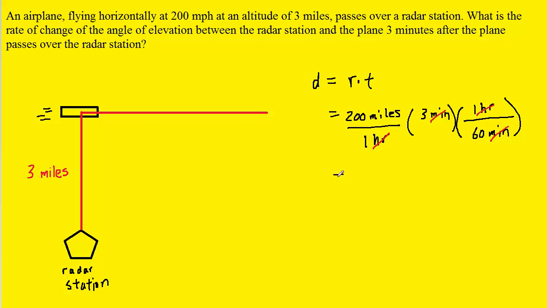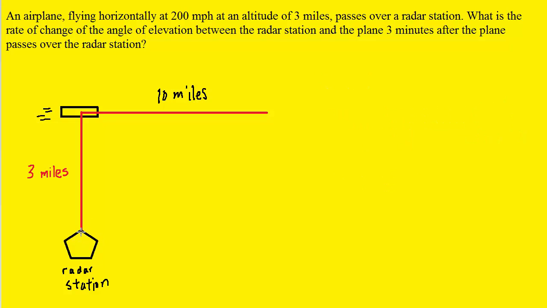So we can pick up our calculators and type this in here. And when we do that, we end up with 10 miles. So in essence, the airplane has traveled horizontally a distance of 10 miles, although it's still located 3 miles above the ground. What we can next do is connect the radar station with the plane's current location with a straight line. And then what we need to do is also draw in the so-called angle of elevation. And the angle of elevation is formed by an imaginary horizontal line that projects from the radar station and the line that we just drew.